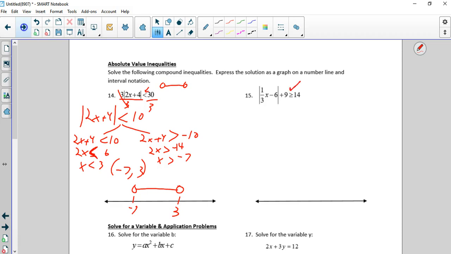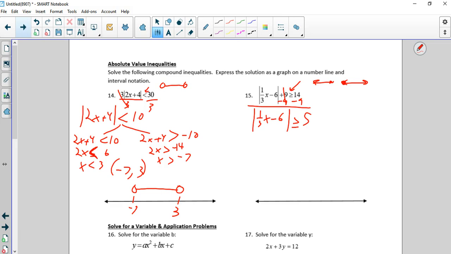Over here, as soon as I see this greater than symbol, I know I should get a greater than or equal. I'm going to get something that looks like this. But I can't do anything until I get rid of the 9. Keep the absolute value, 1/3 x minus 6 greater than or equal to 14 minus 9 is 5.